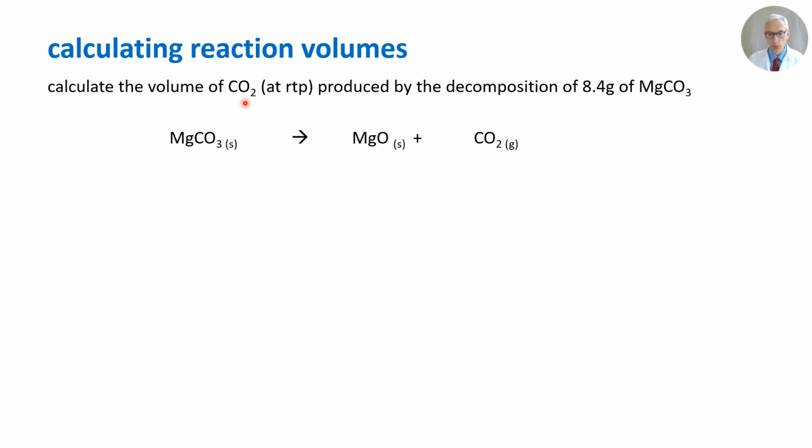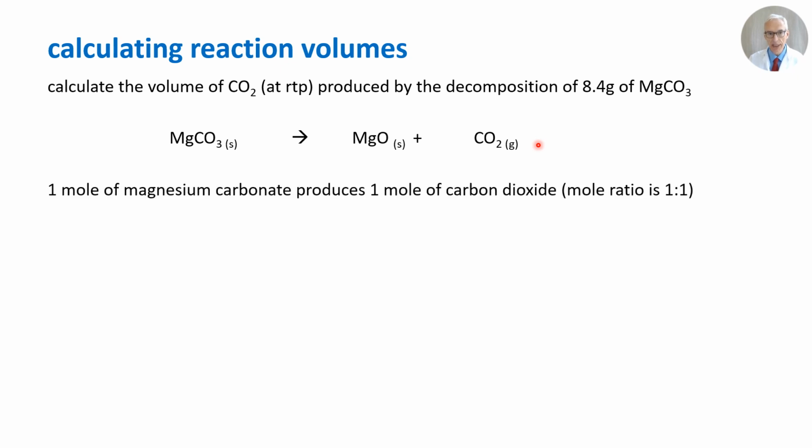Let's start with a model problem. Calculate the volume of carbon dioxide produced by the decomposition of 8.4 grams of magnesium carbonate. So we need a balanced chemical equation, and within that we can see that 1 mole of magnesium carbonate produces 1 mole of carbon dioxide. The reacting mole ratio is 1:1.